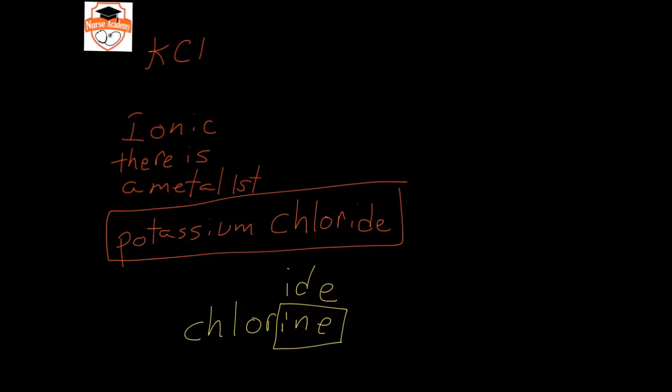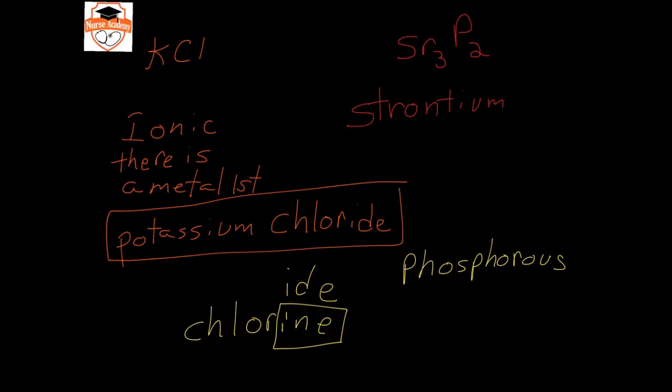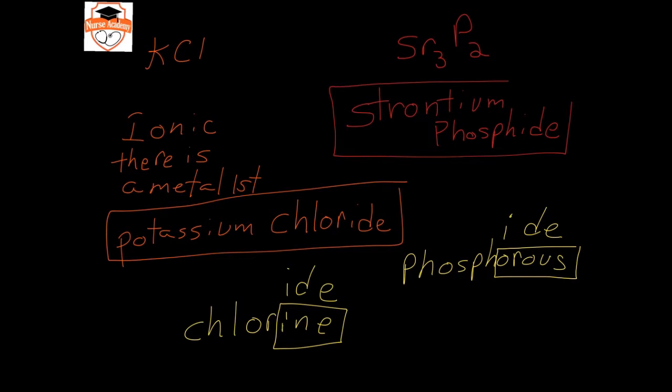If we try another one, the first element is strontium. It's in our alkaline earth metals group 2 on the periodic table, so we know that's also going to be an ionic naming system. So we're going to use the name of the first element, strontium, and then write the name of the second element, phosphorus. We're going to get rid of its ending and replace it with an IDE. So that would be strontium phosphide, the name of this compound.